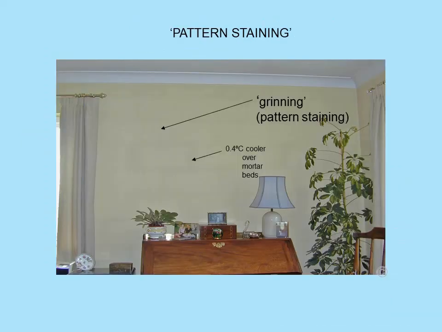This is nothing to do with mould. It's a phenomenon known as pattern staining, often seen on ceilings, where we've got lightweight blocks and standard mortar between. An examination showed that you're around about half a degree cooler over the mortar beds. The surface temperature is about half a degree cooler.